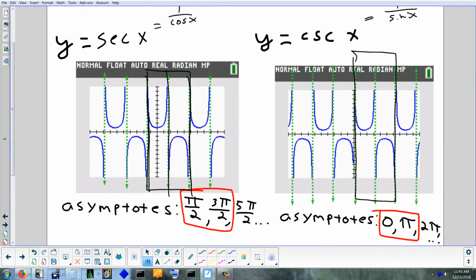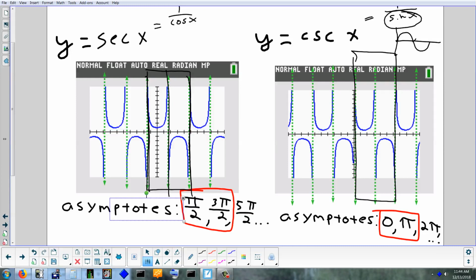So with secant, we remember from graphing it that at 90 and 270, that's when cosine is 0. That's where you get an asymptote. With cosecant, think of the graph of sine in your head, 0 and pi. That's where sine is 0. Well, if you divide by 0, you're going to get an asymptote there instead, 0 and pi.